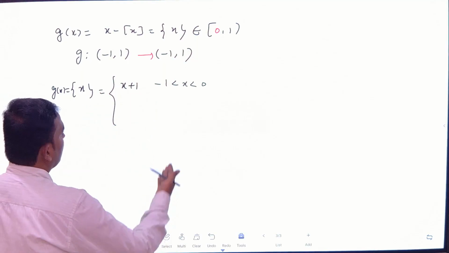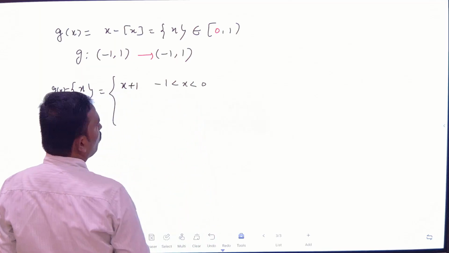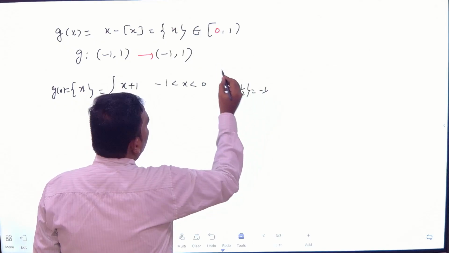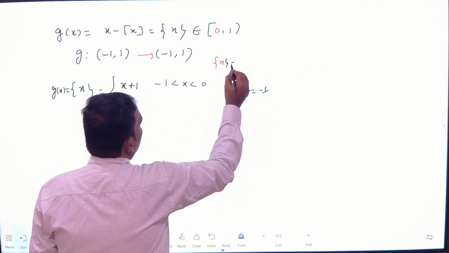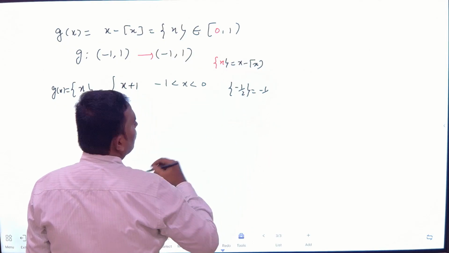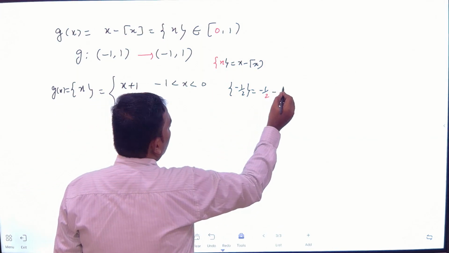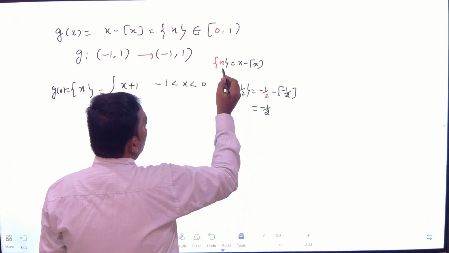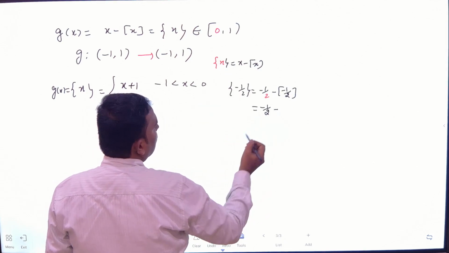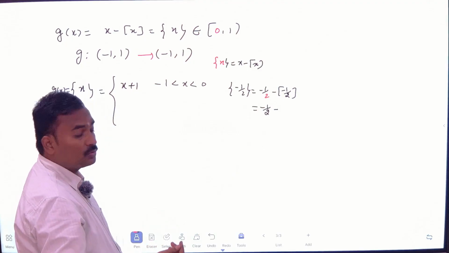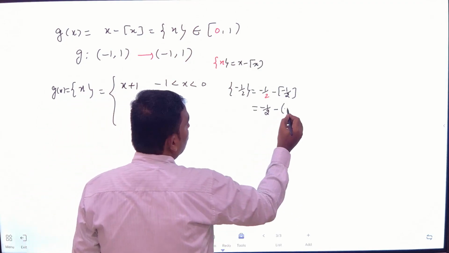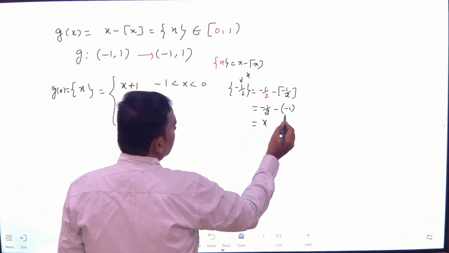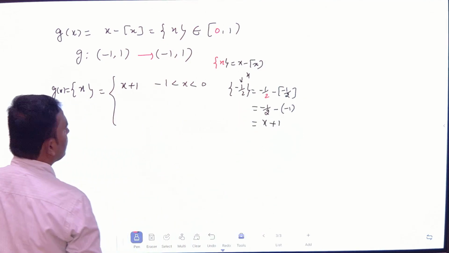How can you check this? Let's take minus 1 by 2. What is the fractional part of minus 1 by 2? The fractional part definition is x minus greatest integer function. So take minus 1 by 2 minus greatest integer function of minus 1 by 2. Minus 1 by 2 is your x, right? So the greatest integer of minus 1 by 2 is what? Minus 1, right? Minus of minus 1. So x minus into minus, plus, x plus 1, right?